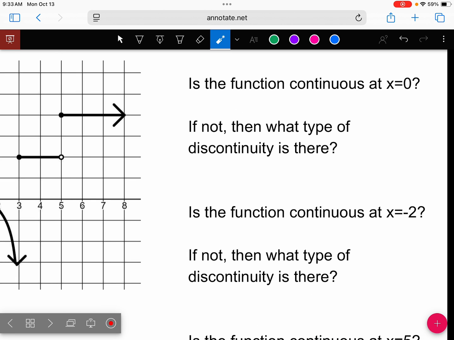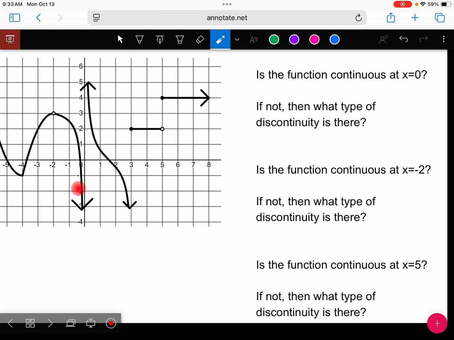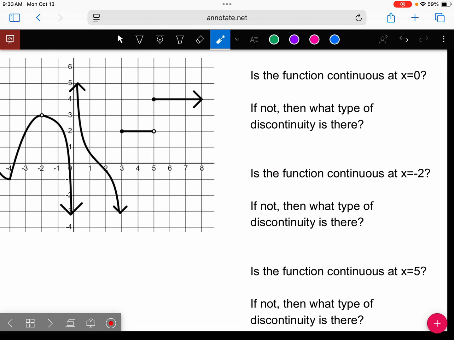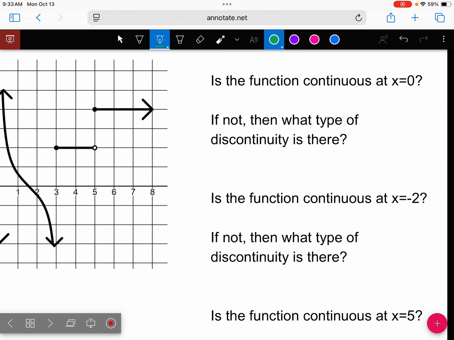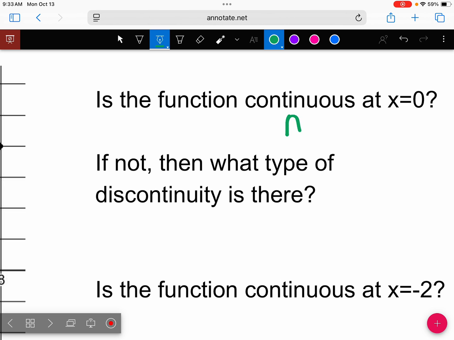No. When I trace along, if I get to x equals 0, I have to pick my pen up to go to the other piece and cross 0. If I have to pick my pen up when I'm tracing it, it is not continuous. So no, this is not continuous, but what kind of discontinuity is there? It's an asymptote. Do you remember what that kind of discontinuity is called? It had a special name.